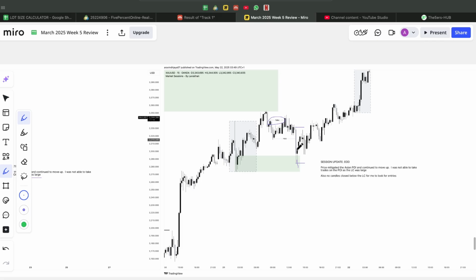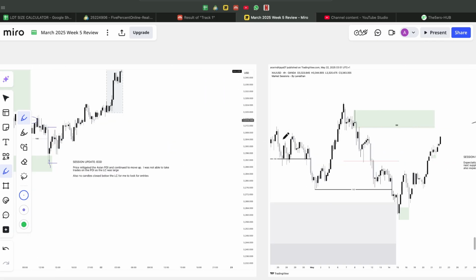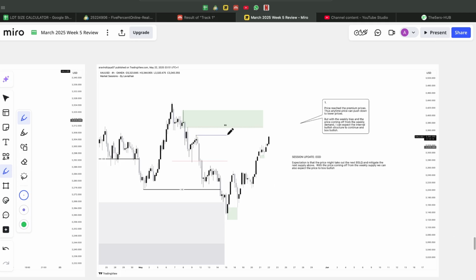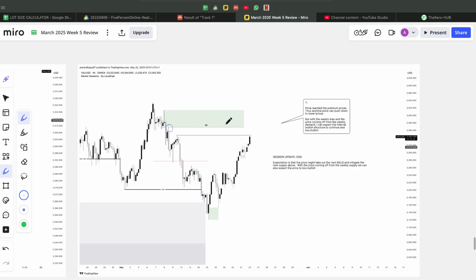The price played out, the idea played out, price mitigated the POI, and there was an LC2A, but I was not able to capitalize on that because of a large liquidity candle. So it is what it is. Just learn to move forward with yourself. So at the end of the day, price took out this, probably this high could be taken out. So the next target would be this supply, and this buy side liquidity. So what I can do is keep looking for buys till the price reaches this buy side liquidity. That's simple.